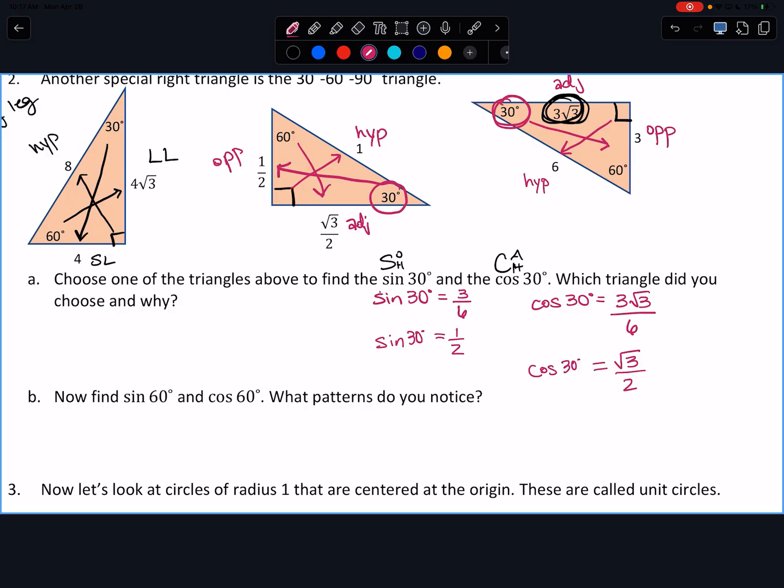Okay, it says now find sine of 60 and cosine of 60, and what patterns do you notice? So you want to pick a different triangle for the 60 because we labeled the last and the middle. You want to use the first one? Okay, so on the first one, I'm going to pick which angle? I'm finding sine of 60, so I'm going to use 60. So across from 60, instead of long leg, don't worry, I'll come back to that.